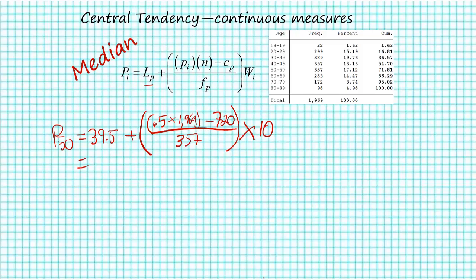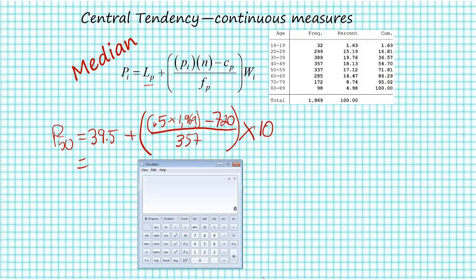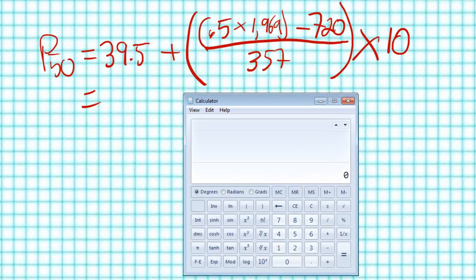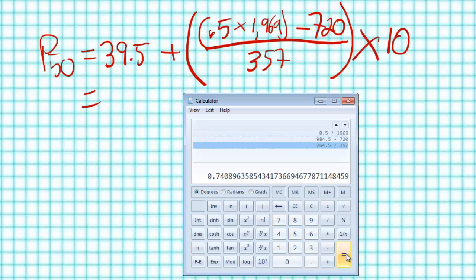To solve this problem, you could certainly use a spreadsheet. I'm going to go ahead and use a Windows calculator. I'm going to solve this problem starting with what's inside the parentheses and work my way outwards. And I'm going to take this step by step to make certain I get the order of operations correct. 0.5 times 1,969 minus 720 divided by 357, which tells me I need to go 0.74 of the distance between 40 and 49.